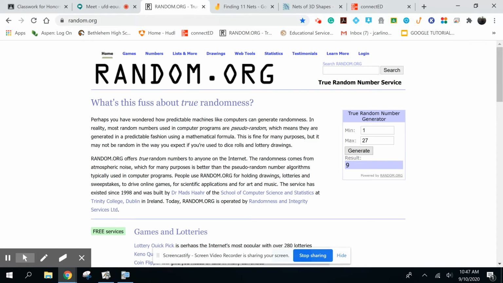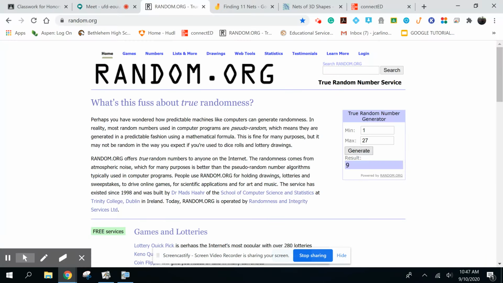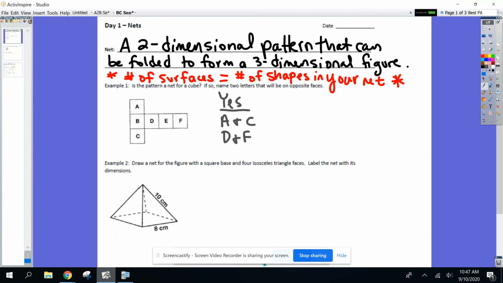A and C. Give me another 2 letters that would be opposite. Here we go. Number 9, Audrey. D and F. D and F. Good work. And by process of elimination, what's the last pair that would be opposite each other? Here we go. Number 5, Hayden. B and E. B and E. Good job. Okay, good start, kids. Good start.